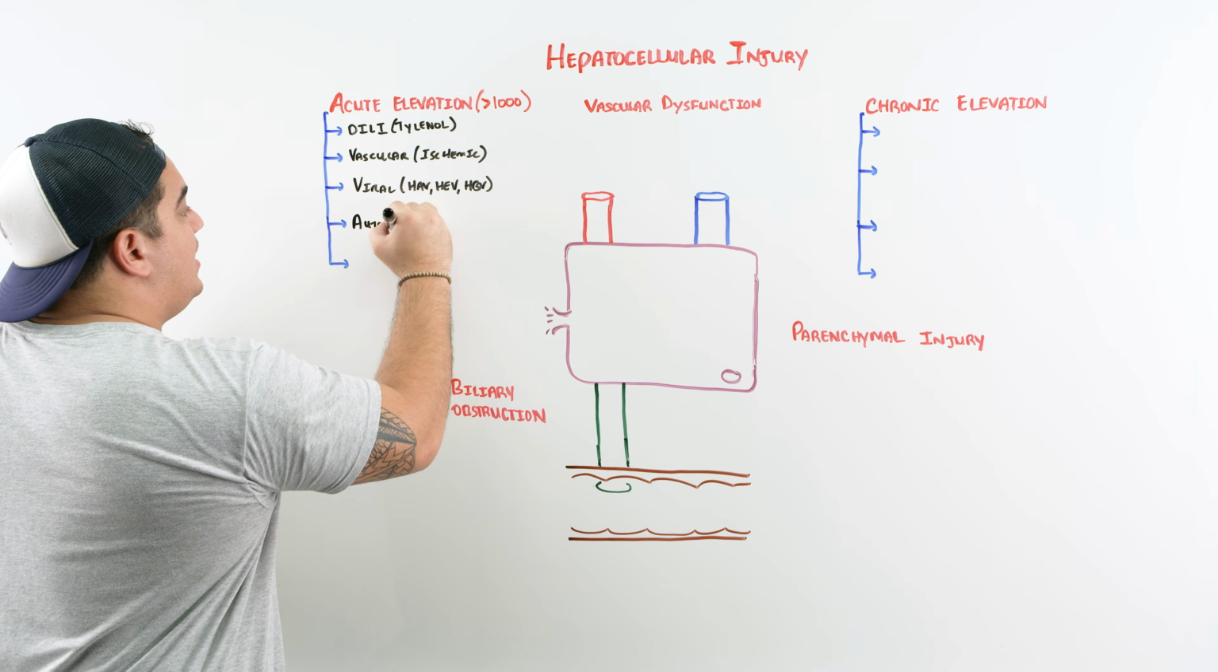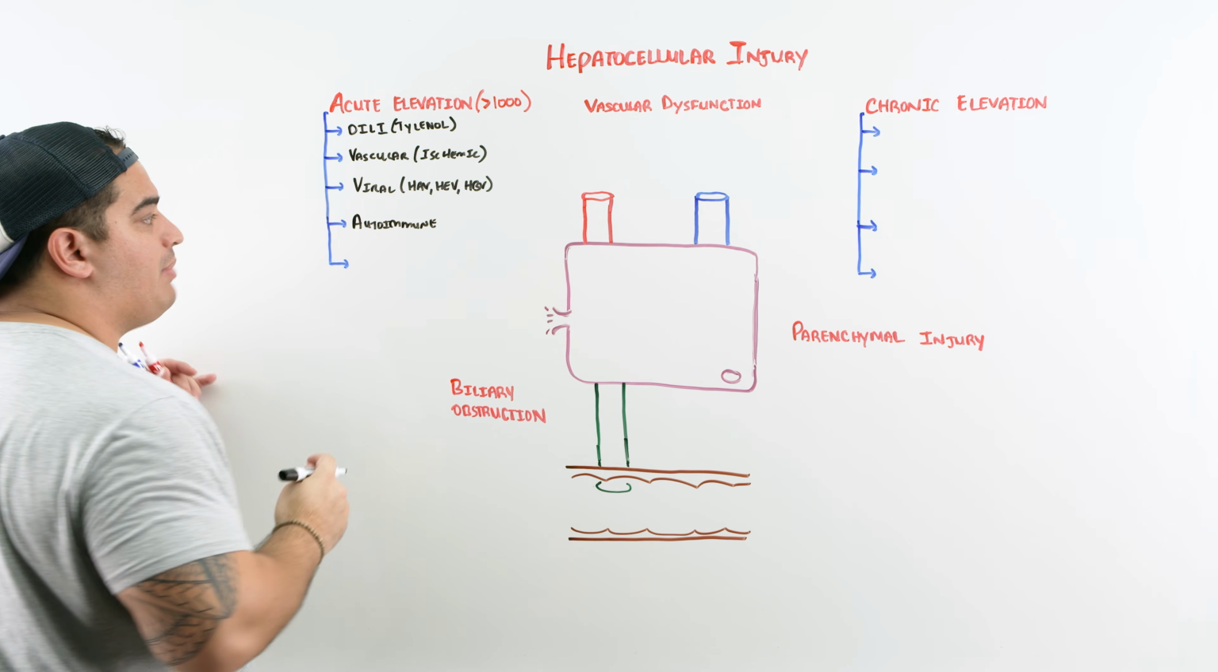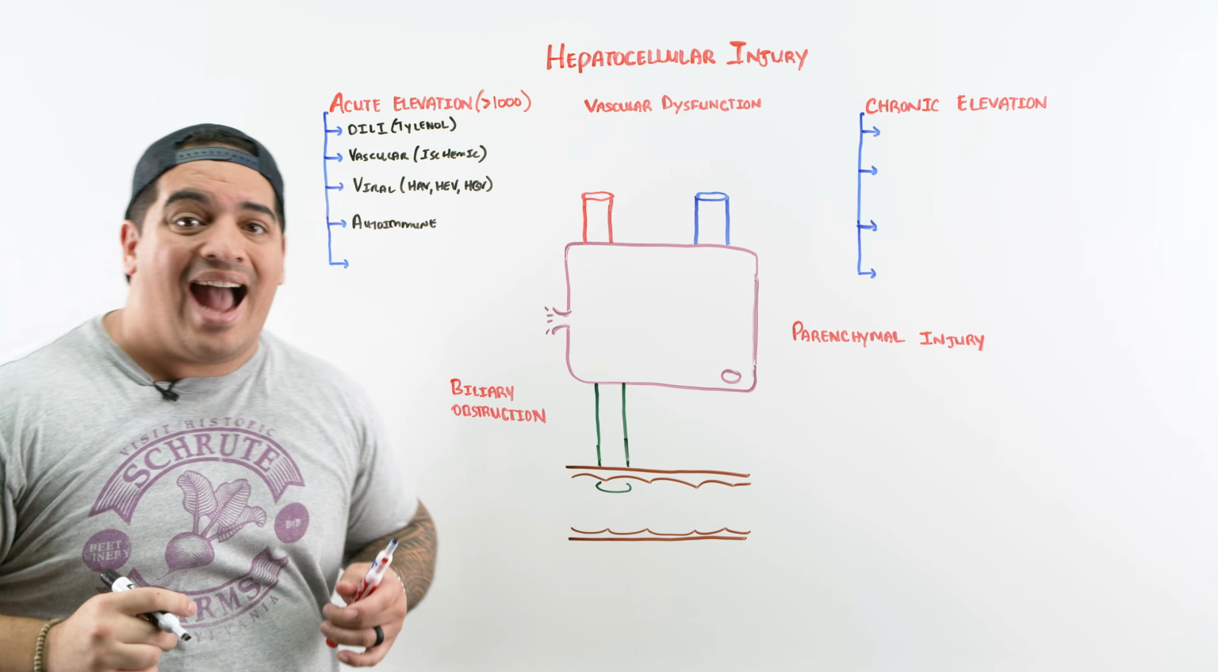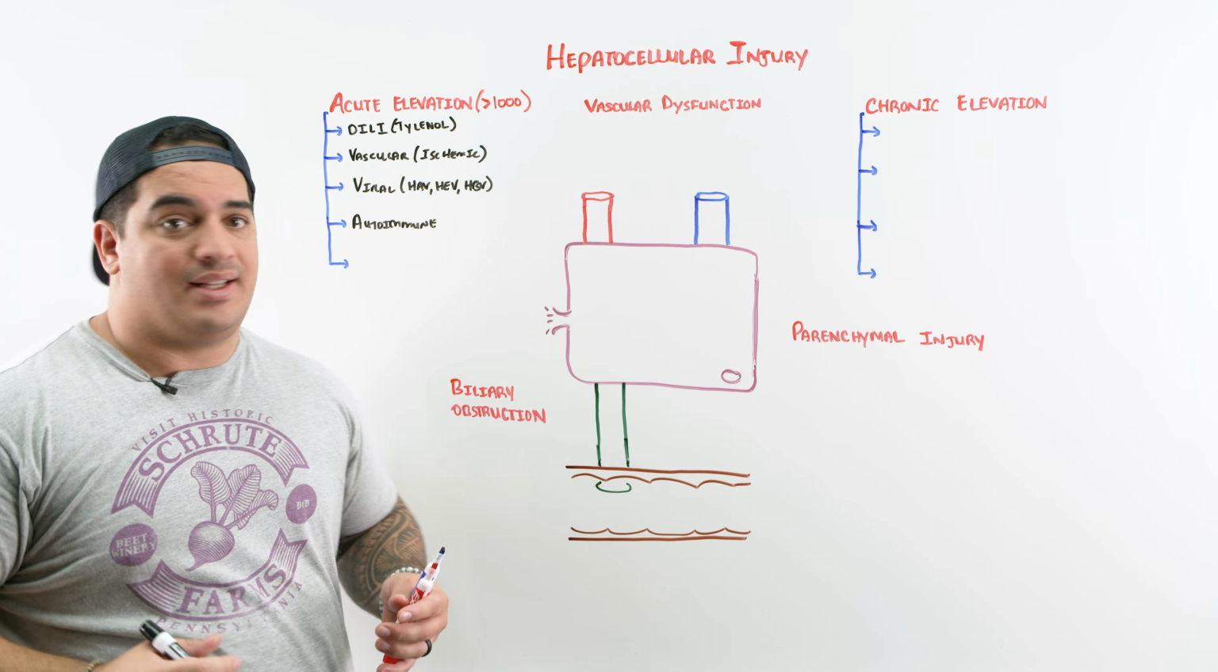Another one is going to be autoimmune. Autoimmune disease can be a slow-simmering one as well, with chronic elevations, but if you get a pretty good autoimmune attack, your patients can have pretty significant, massive elevations in their enzymes.